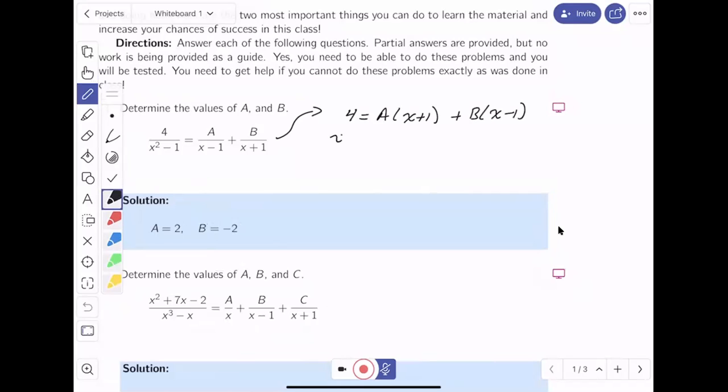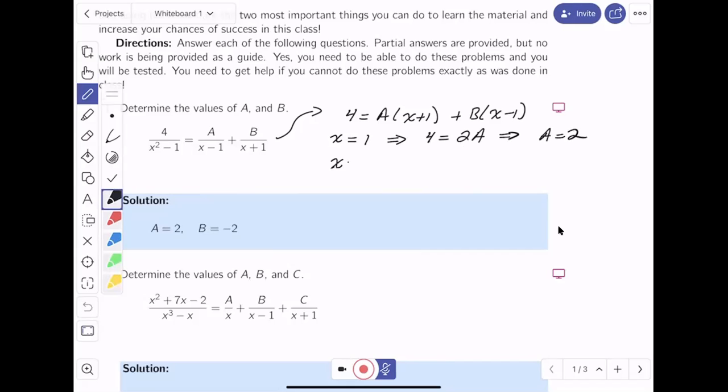The next thing we recommend you do is pick a value for X that makes it easy to determine the values of A and B. If you chose X to be 1, you would get 4 equals 2A, and the B would disappear. Why is that? If X is 1, you get 1 minus 1, which is 0, and 0 times B is nothing. This is really very simple, and they're written to work this way. This gives you A is 2.